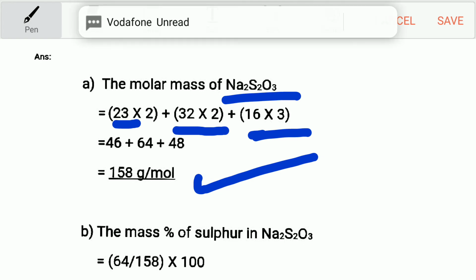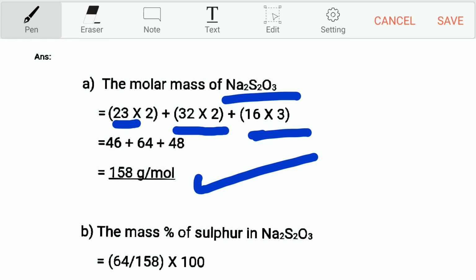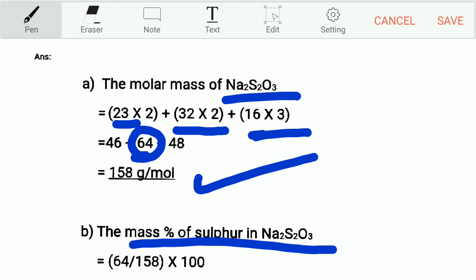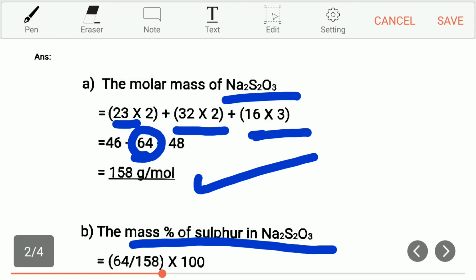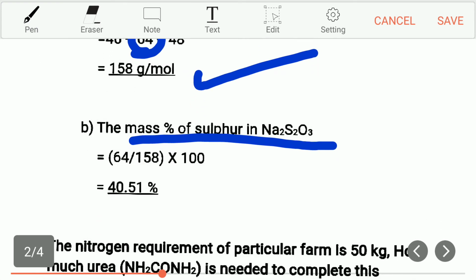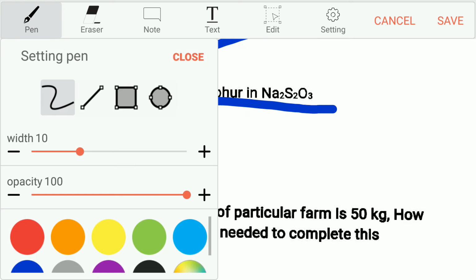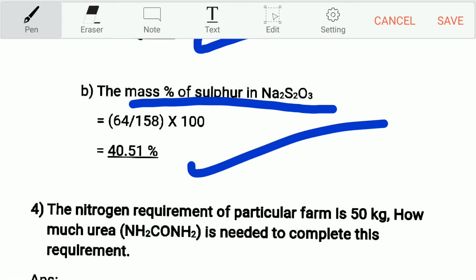So it gives you gram molar mass of Na2S2O3, 158 gram per mole. Now we want to calculate what? Mass percentage of sulfur in Na2S2O3. So mass of sulfur here is 64. Therefore the mass percentage of sulfur in Na2S2O3 will be 64 divided by 158 into 100. So it gives you mass percentage of sulfur, that's 40.51, right? So that's the mass percentage of sulfur in sodium thiosulfate, 40.51%.